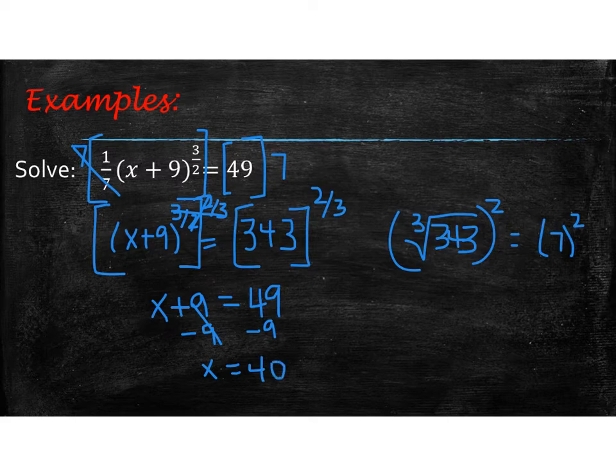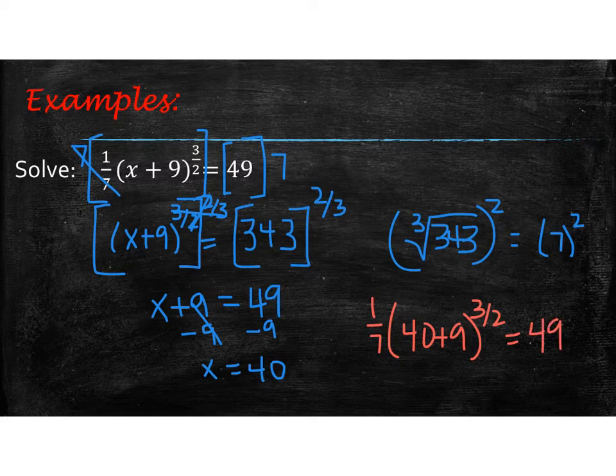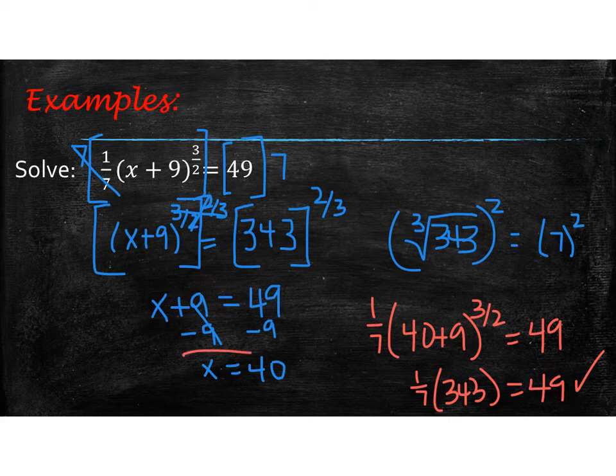You would want to check this. So I have 1/7 times 40 plus 9 to the 3/2 power. And we're going to see if that equals 49. Well, 49, and then if I take the square root of 49, that's 7, and 7 to the 3rd power is 343, and 1/7 of 343 does in fact equal 49. So this does check.